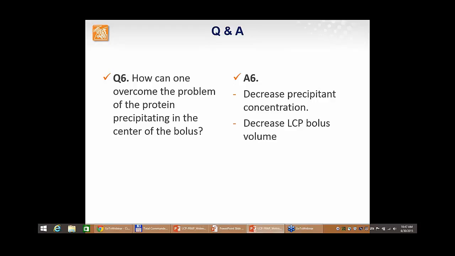Or you can bleach a spot near the LCP edge. In that case, you might still see diffusion of the protein. The protein will not be precipitated at that place. And the crystals may appear actually at that place as well.